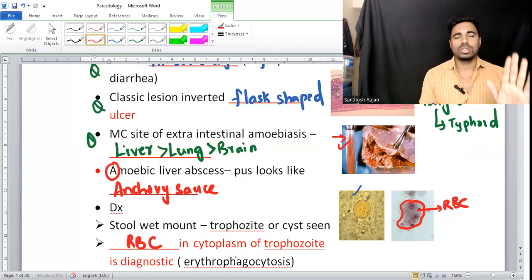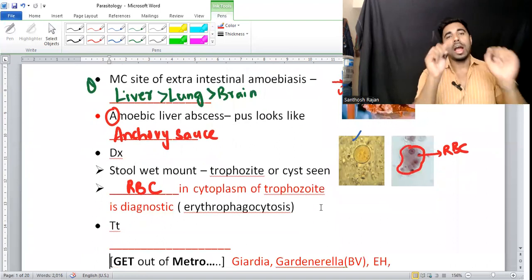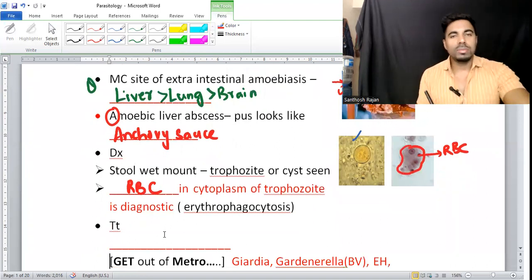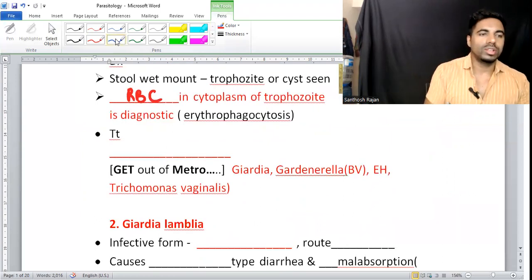Trophozoite with RBC, that is also called erythrophagocytosis, is the characteristic feature diagnostic for amoebiasis. Okay, very simple. Treatment is metronidazole. So for metronidazole, there's one good shortcut.